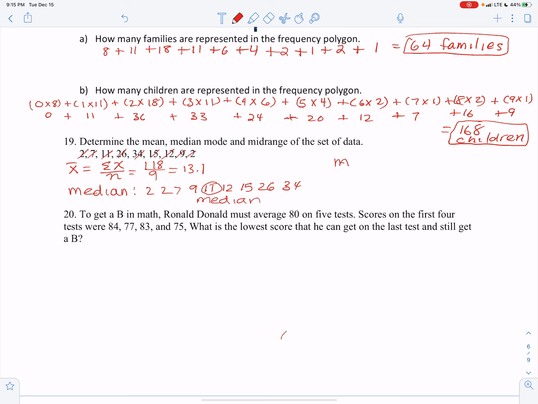Now the mode is just the most frequently occurring value. You see that 2 occurs more frequently than any of the other values. So the mode is 2. For a mid-range, we'll take the lowest value, that's our 2, plus the highest value, it's 34, and divide by 2. So you get a mid-range of 18.